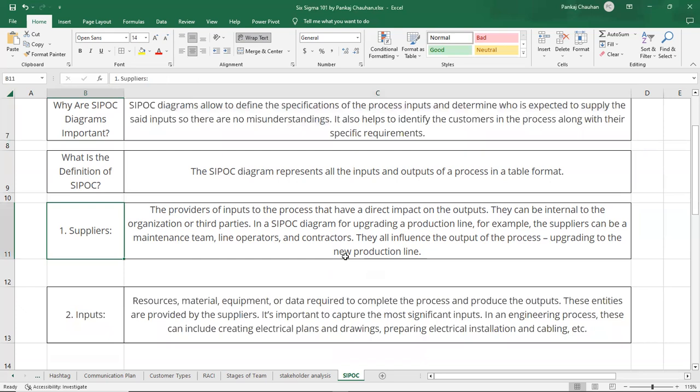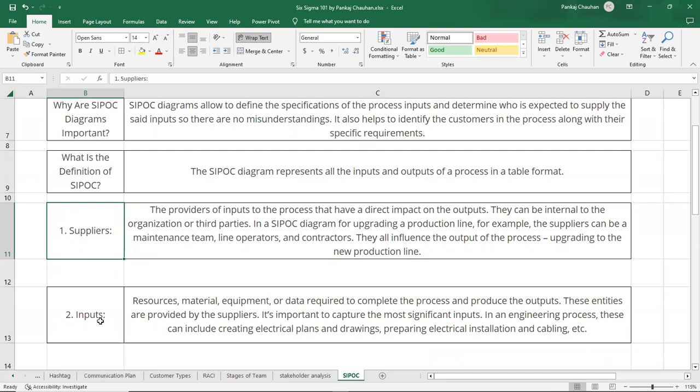Who are the suppliers? Suppliers are the ones who provide input to the process that has a direct impact on the output. They can be an internal organization or they can be a third party, any kind of supplier. In a SIPOC diagram for upgrading the production line, for example, I will be showing you this example, the supplier can be the maintenance team, line operator, or contractor, who can influence the output of the process when you are upgrading to the new production line.